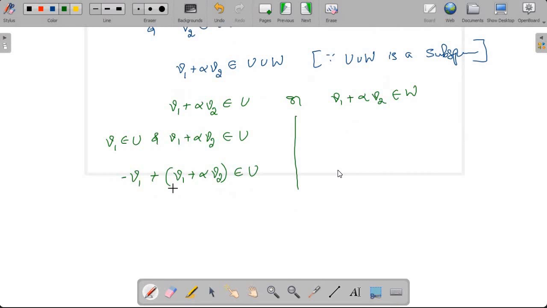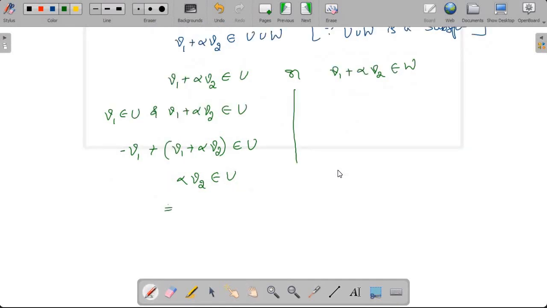Now if you add them, you'll get alpha into V2. Alpha into V2 is an element of U. It means that if I take alpha equal to 1, then V2 belongs to U. This alpha can be any number from the field, right? I'm taking alpha equal to 1. So when alpha is 1, that implies V2 is an element of U. Even if alpha is not 1, you can multiply by 1 over alpha so that you'll get V2.